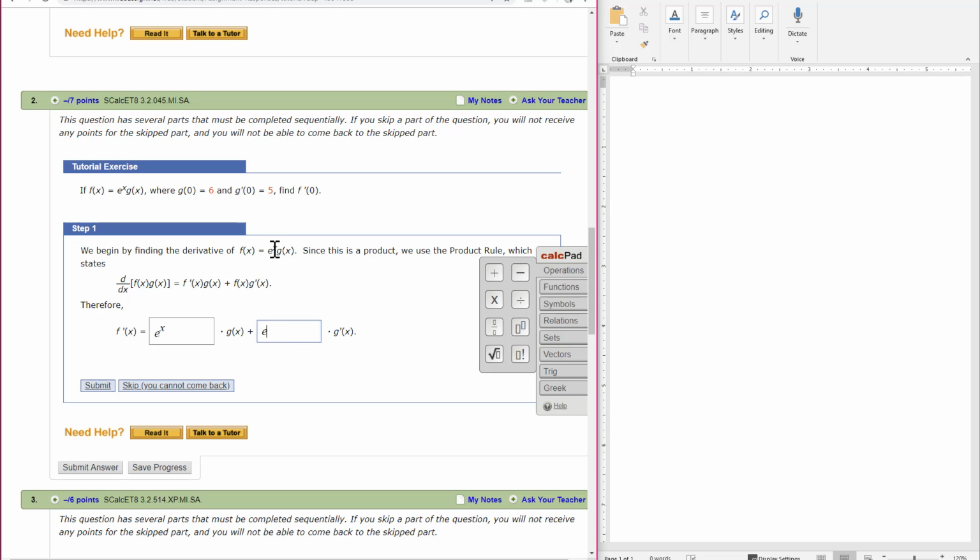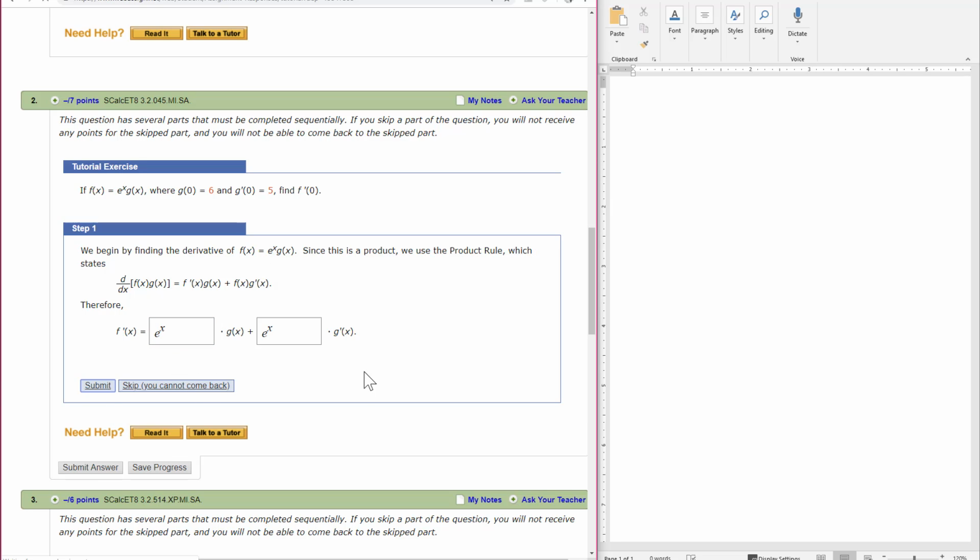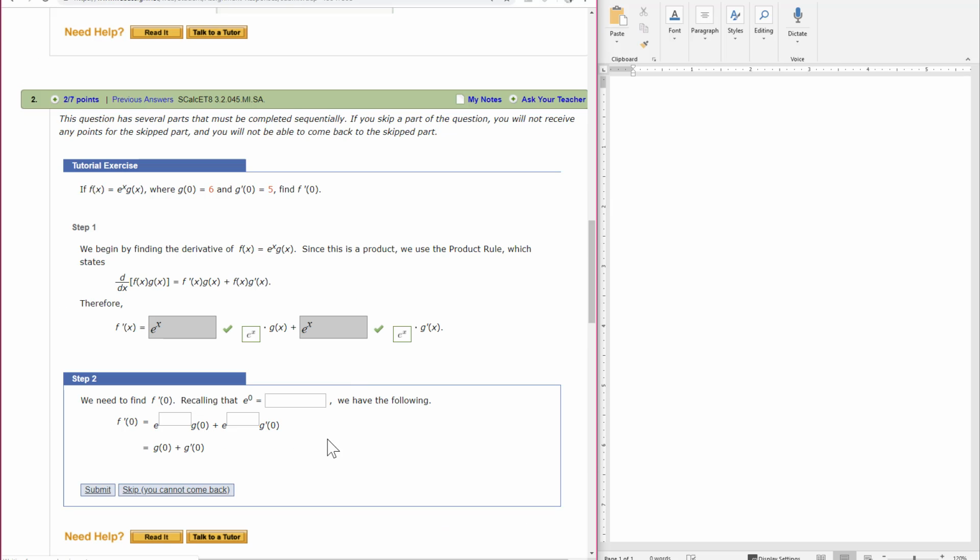times g prime of x. Well, in this particular problem it's kind of silly, but because the derivative of e to the x is e to the x itself, we're going to have e to the x in both of these components. But remember that the first one is actually the derivative of e to the x, which happens to be e to the x. If this function was a little bit different, then you'd have something different here. All right, so that's the product rule.